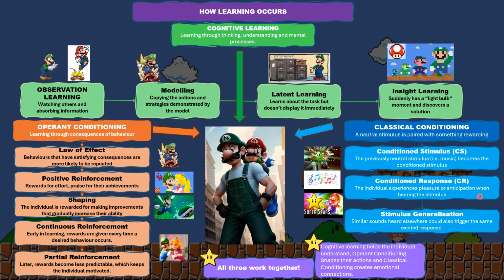Overall, this mind map demonstrates that learning is a complex process involving observation and thinking, the consequences of behavior, and learned associations. Together, cognitive learning, operant conditioning, and classical conditioning provide a comprehensive explanation of how humans learn and adapt to their environment.